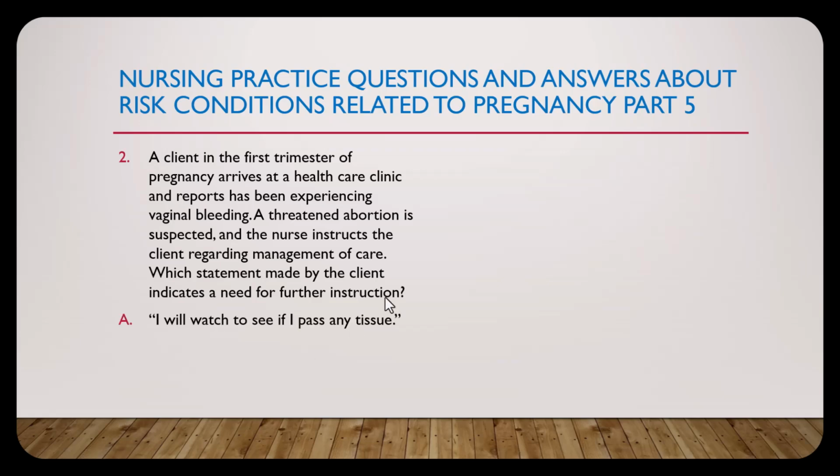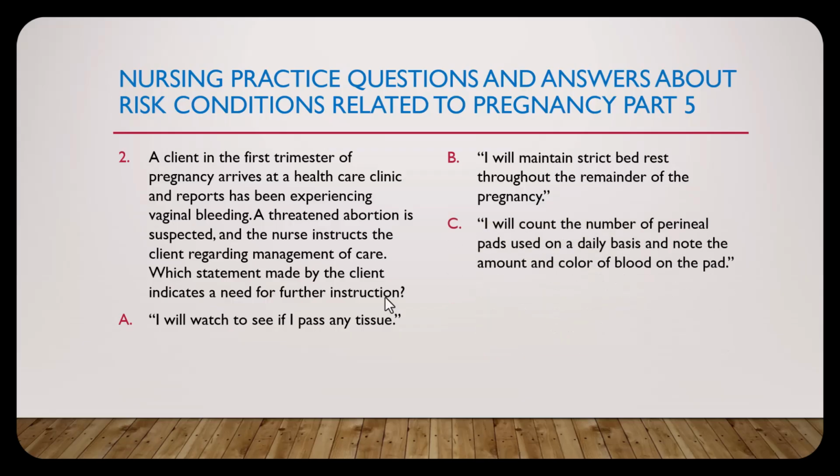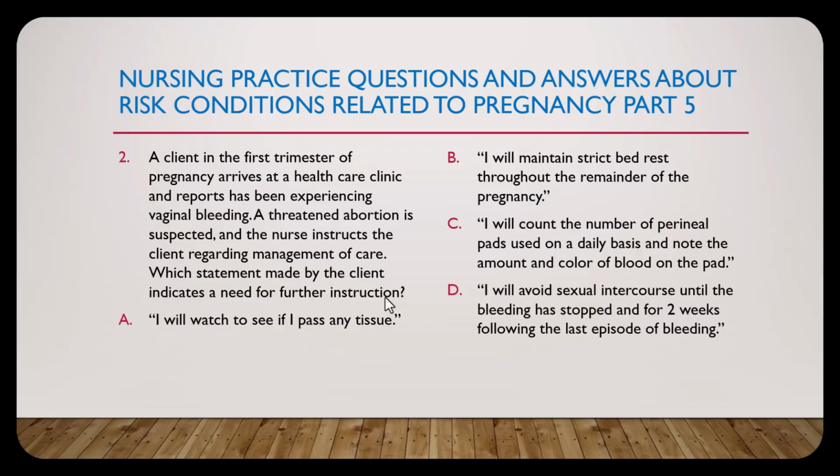Option A, I'll watch to see if I pass any tissue. Option B, I will maintain strict bed rest throughout the remainder of the pregnancy. Option C, I will count the number of perineal pads used on a daily basis and note the amount and color of blood on the pad. Option D, I will avoid sexual intercourse until the bleeding has stopped and for 2 weeks following the last episode of bleeding.